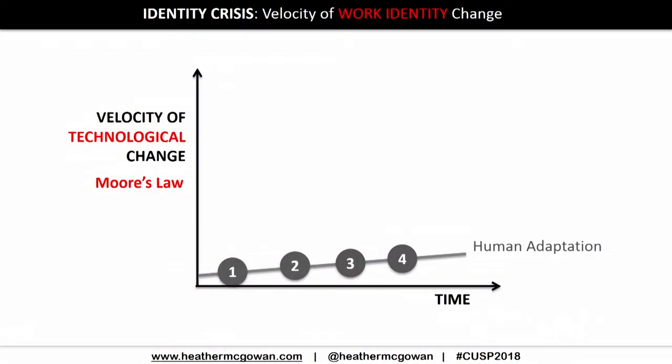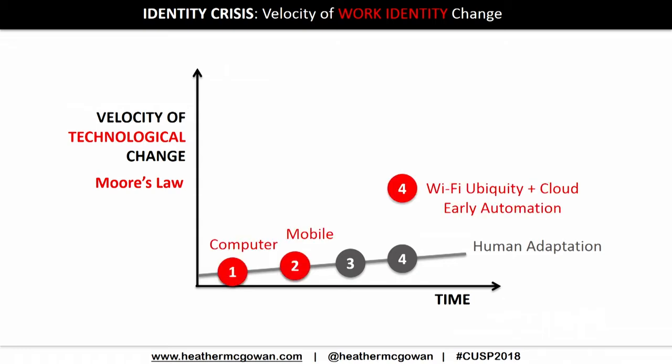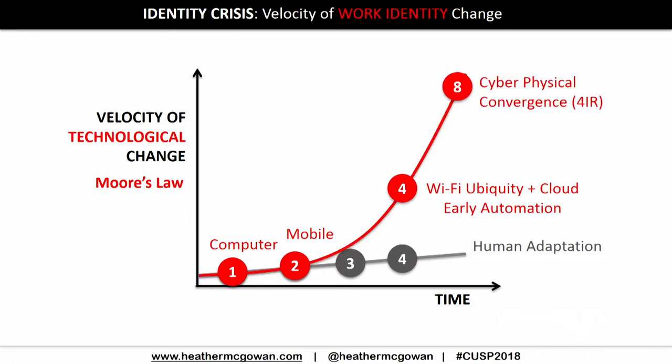So if we look at this velocity of change on a chart, you started with computers, then you had mobile, then you had Wi-Fi ubiquity in the early stages of automation, and then the fourth industrial revolution where we have a merger of cyber and physical assets. We're just where the lines are starting to come apart on all of these things, I think.